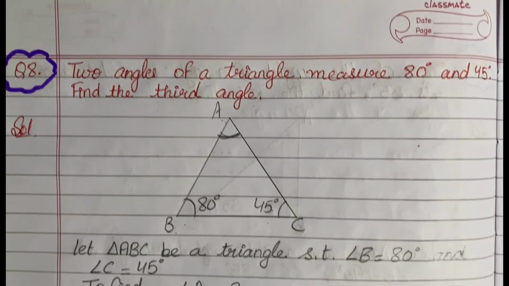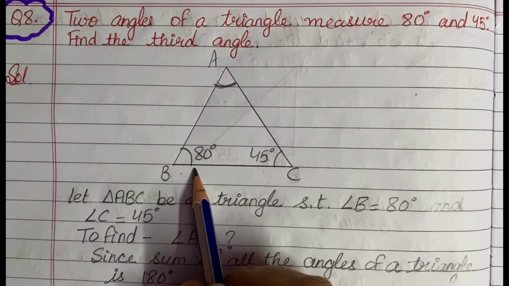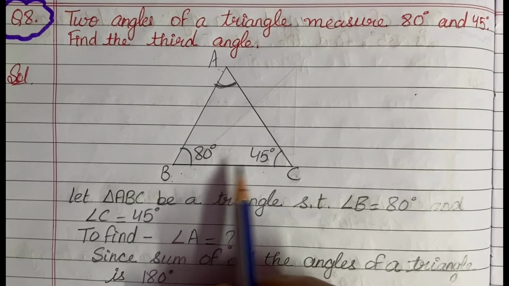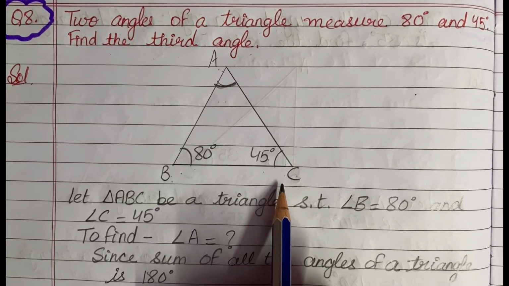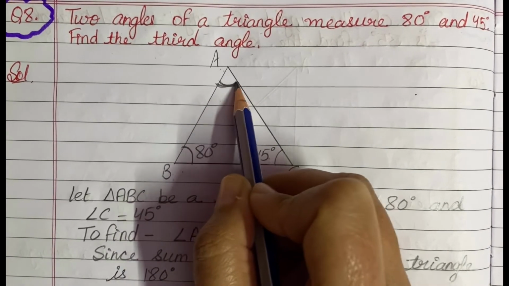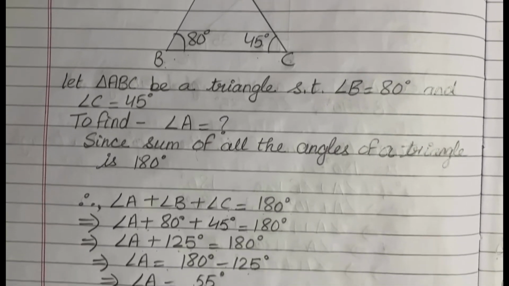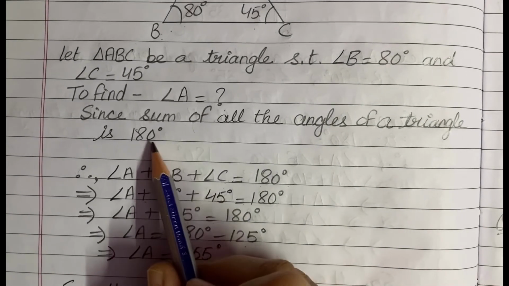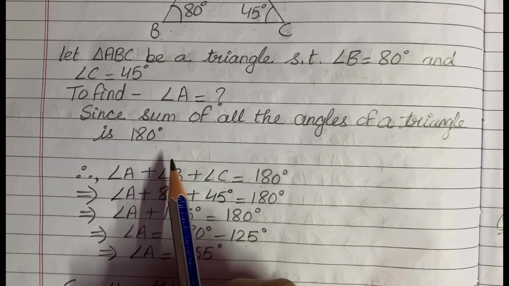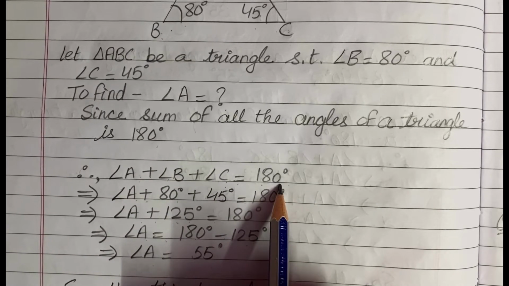And in this triangle ABC we will take our angle B as 80 degree and angle C as 45 degree. And since we want to find the third angle, that means we have to find our angle A. Now students, we know that sum of all the angles of a triangle is 180 degree. So this means angle A plus angle B plus angle C is equals to 180 degree.